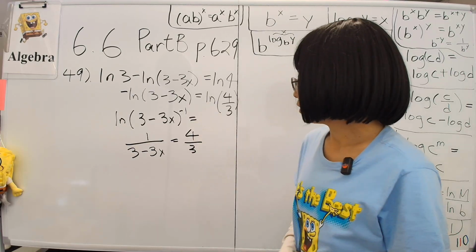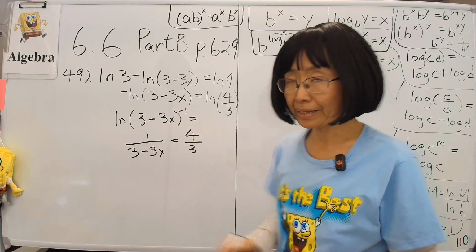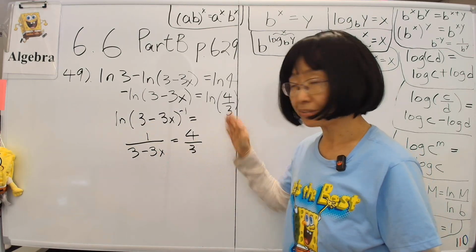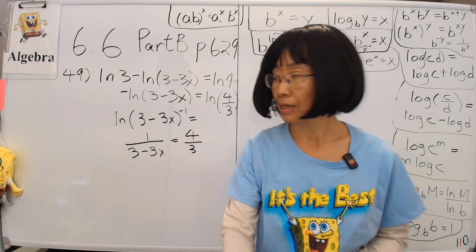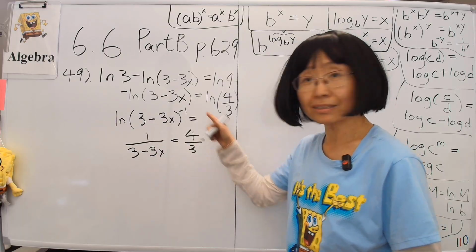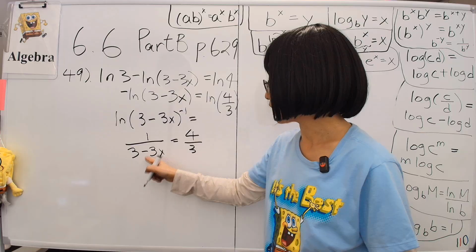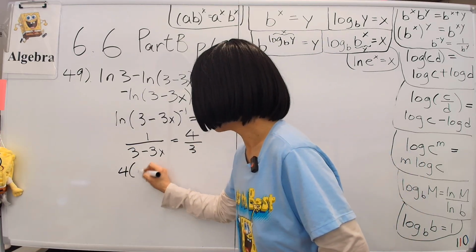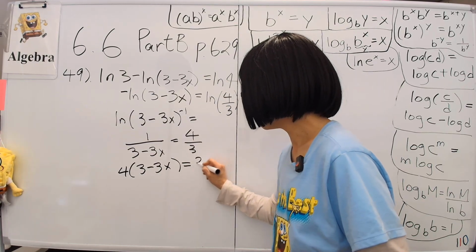Okay, and next, how are we going to do that? We're going to do something called cross multiplication. Again, please review chapter 2 on solving rational equations if you have a problem. In this case, you can just cross multiply. Remember the cross multiply? So 4 times that equals 1 times that. And so we have 4 times 3 minus 3x equal to 3 times 1, which is 3.